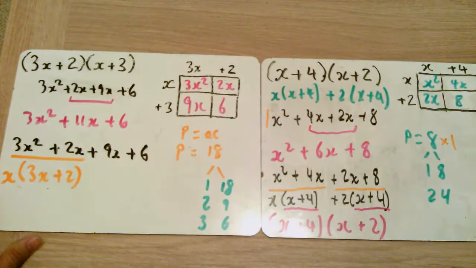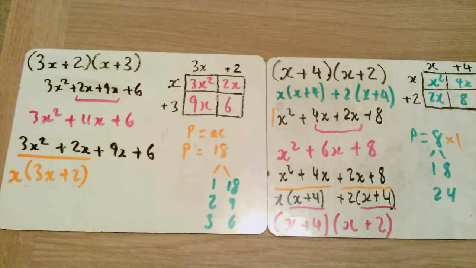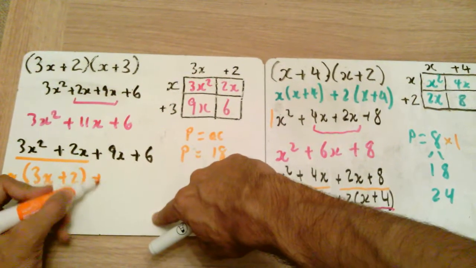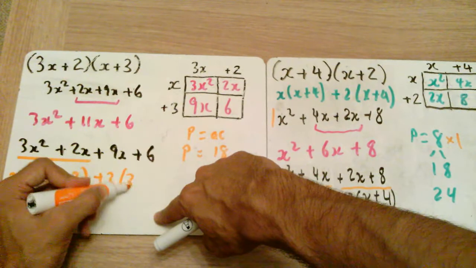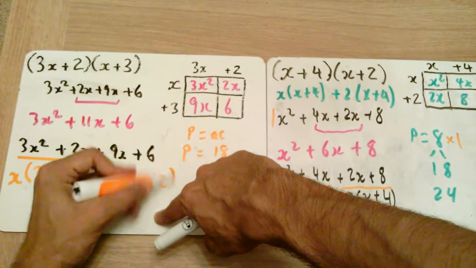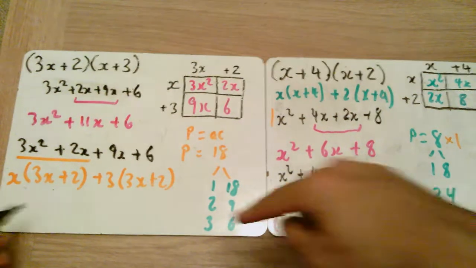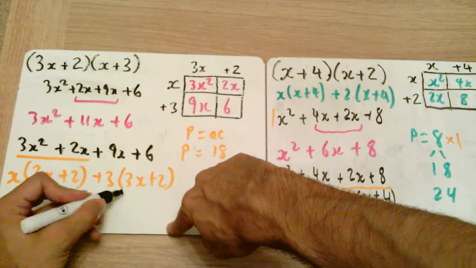The one on the right, 9x plus 6. What is common to both 9x plus 6? Well, that is 3. 3 can be taken out as a factor. We're left with 3x plus 2. And we can see we've ended up with 3x plus 2 in both brackets, which means that we know that's going to be correct because we've got the same thing over here and over here.